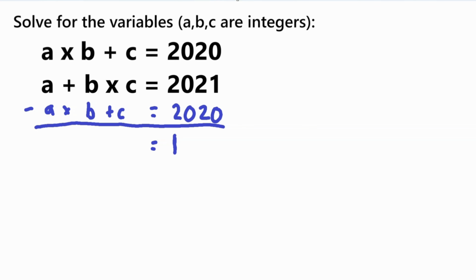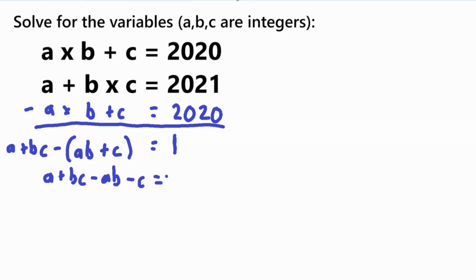And now for our left side, we just need to subtract the terms from one another. I'm going to write it out as a plus b times c, which we can write as bc, and then minus, making sure to put parentheses here, a times b, which is just ab, plus c. Now if we rewrite this by distributing the negative, this will give us a plus bc minus ab, minus c is equal to 1, okay?